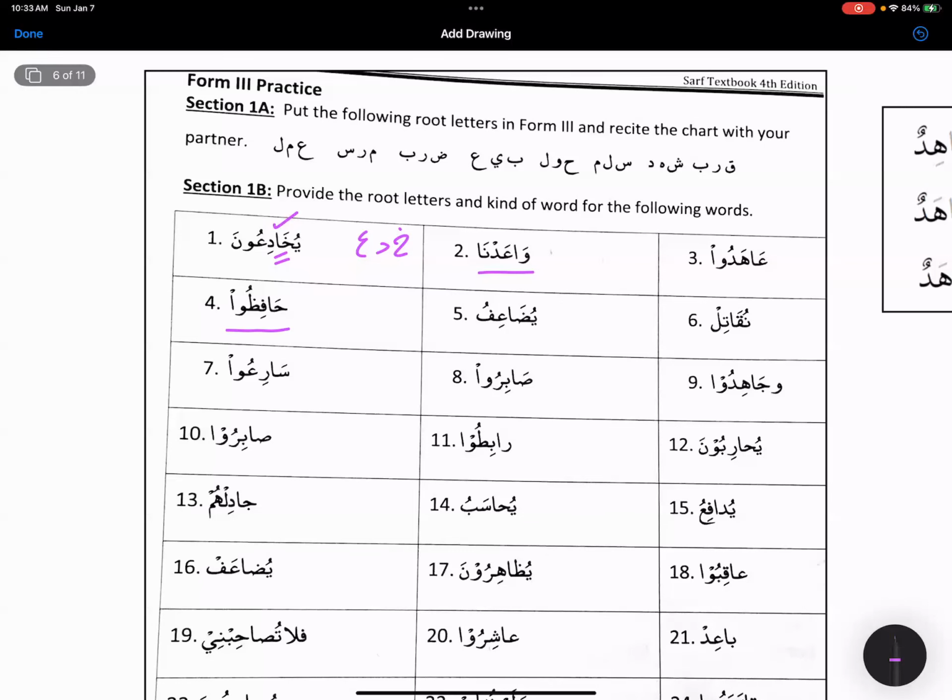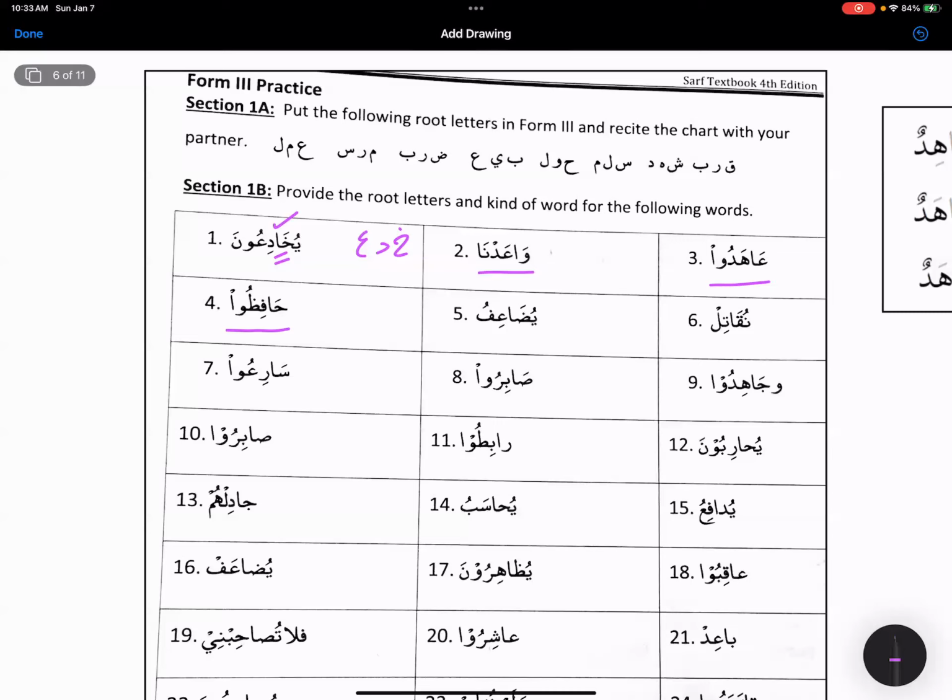Ahadu, promise? Which one? Ahadu, yes, number three. Number three is promise. And number two is also promise? They promised, or they made an agreement or pact. So they agreed on something. It could be anything.